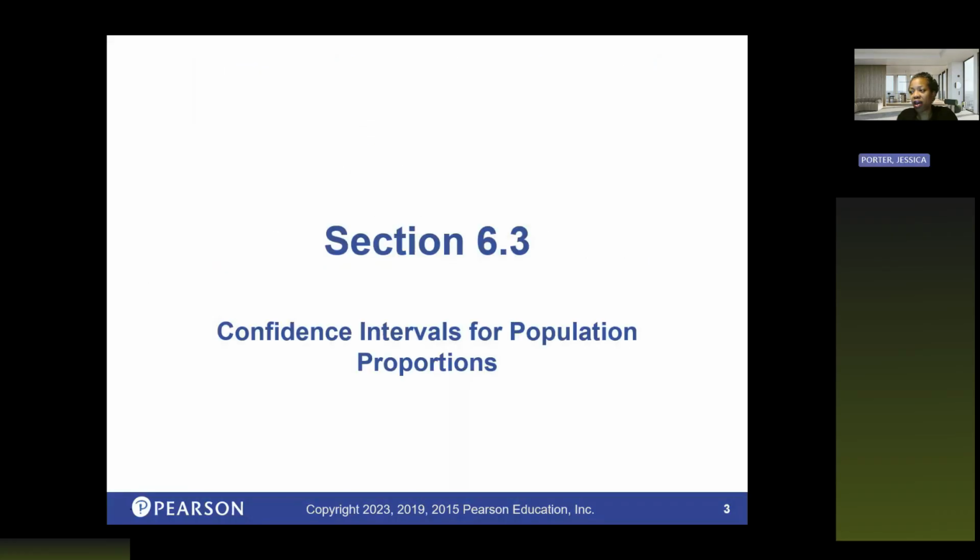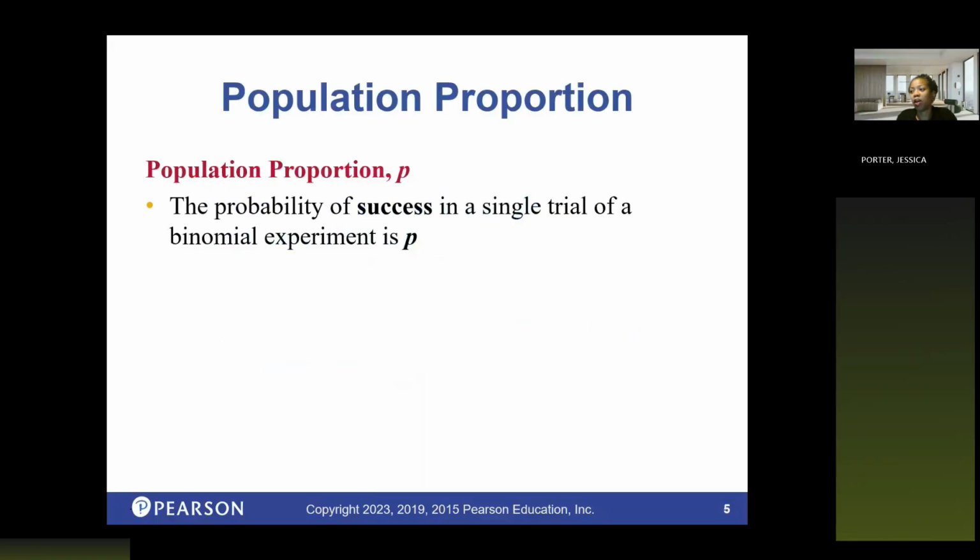Confidence intervals now for population proportion. On this section, there are a couple more formulas that we have to use. So let's pop one in here. Population proportion P: the probability of success in a single trial of a binomial experiment is P.